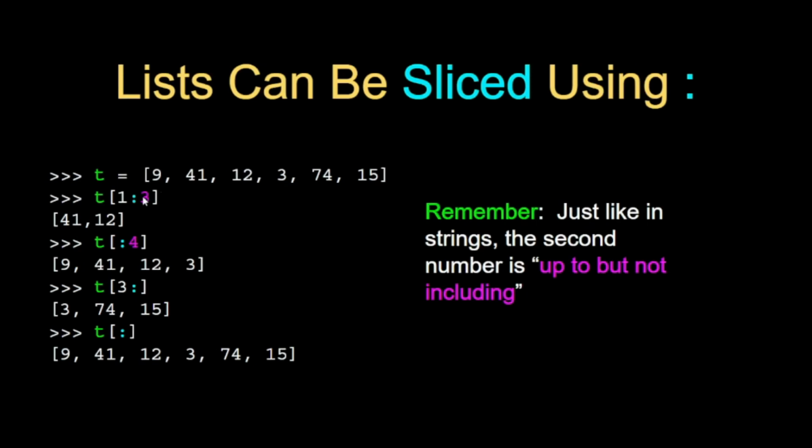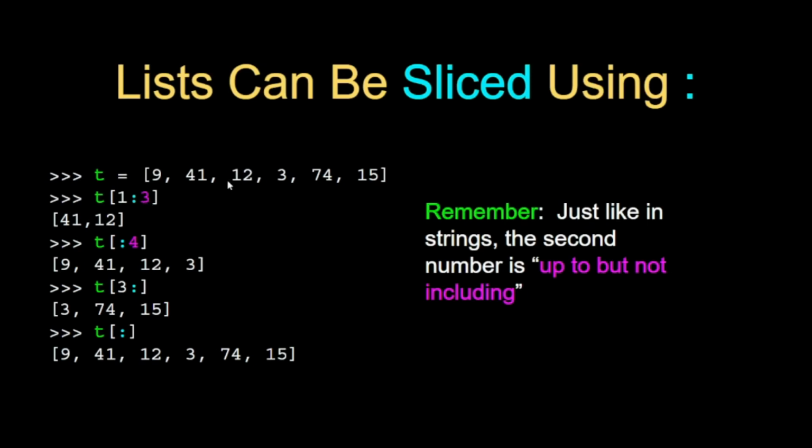Now what is the syntax? We refer to the list, put square brackets, and inside the square brackets we type where the slicing starts, the starting position, and where it ends. Here you have to be sure that slicing includes the starting index, but the end index is not included. That means slicing always ends one index before the end index. For example, T of 1 colon 3 will only access the first and second elements, not the third. So the output will be 41 and 12.